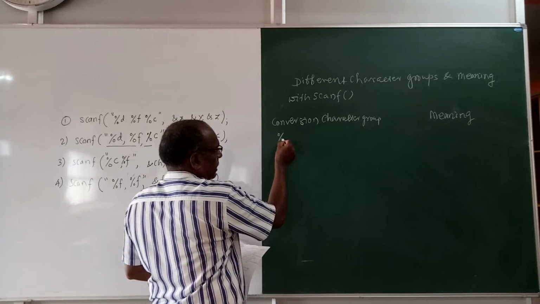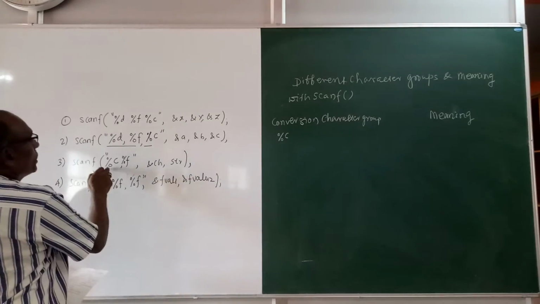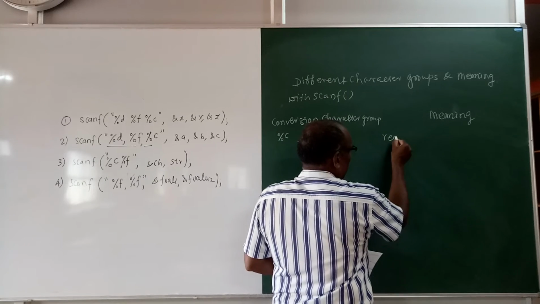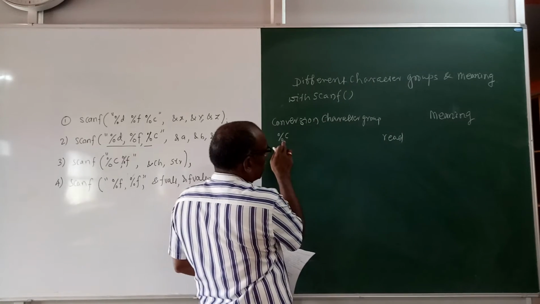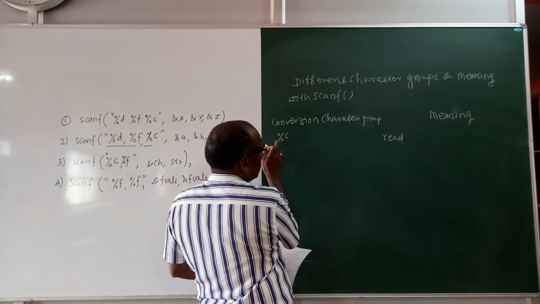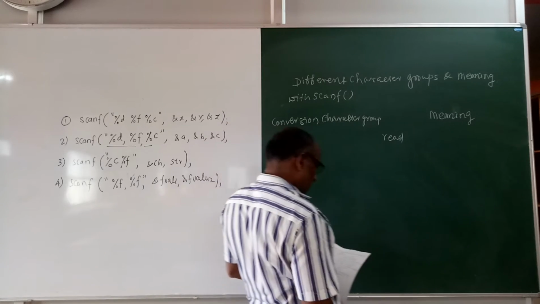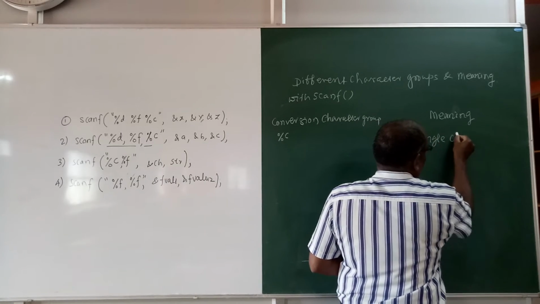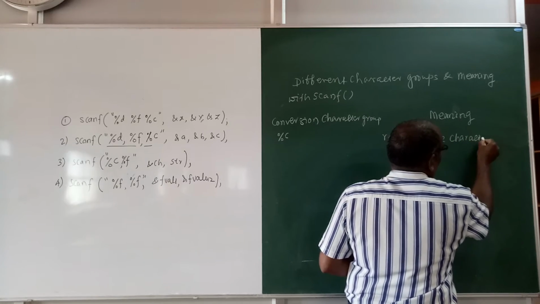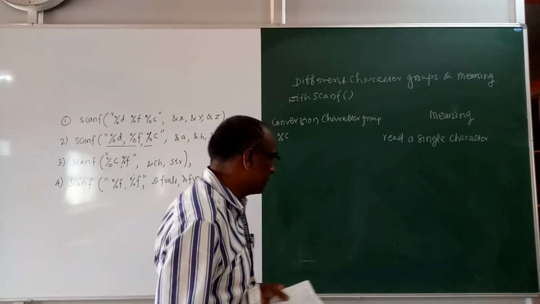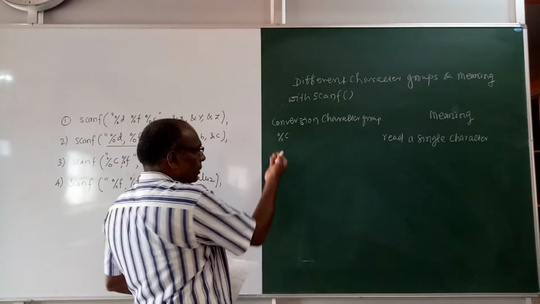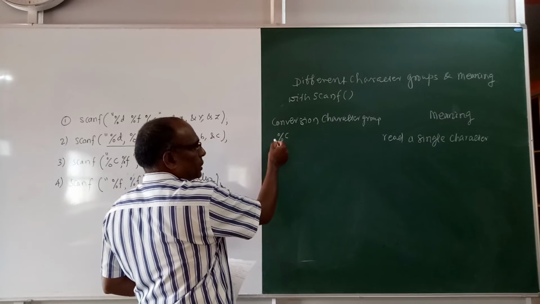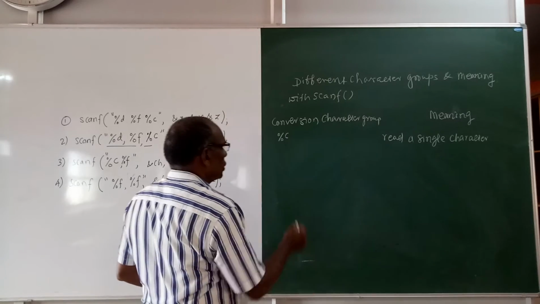Say here percent C. This control string combination, percent followed by a character, will have the meaning: read a single character. It may be a numeric or non-numeric character, a single character. When you are using a single digit, you are free to use this percent C control string in the scanf function. That is one.